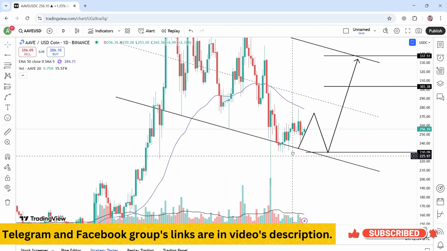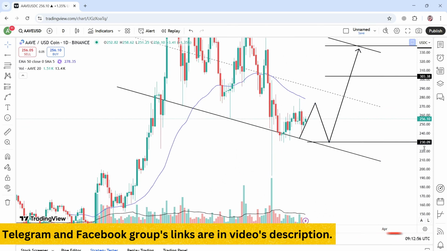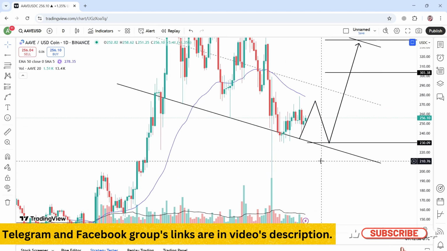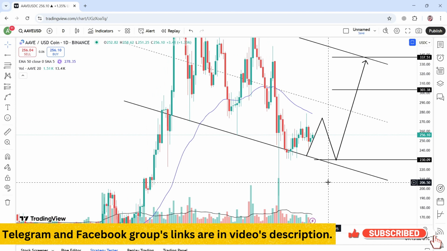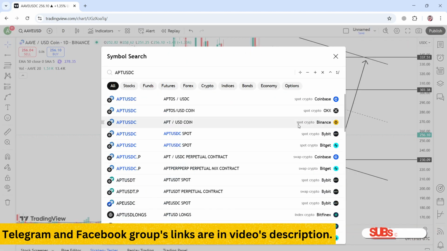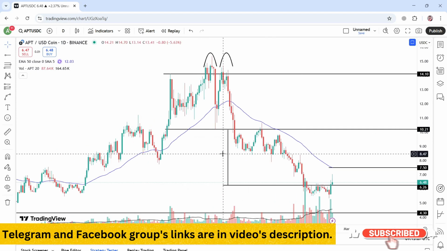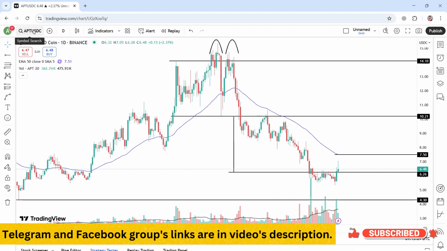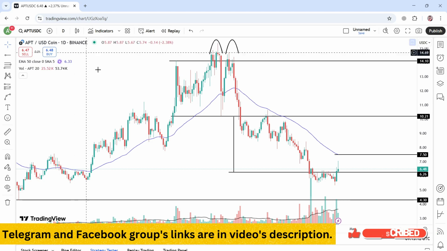So if you are going for buying into this coin, then you need to make sure that you put your stop loss below 230. The next coin is APT. If we discuss the trend of APT against the USDC, the exchange is Binance, on 1 day time frame.